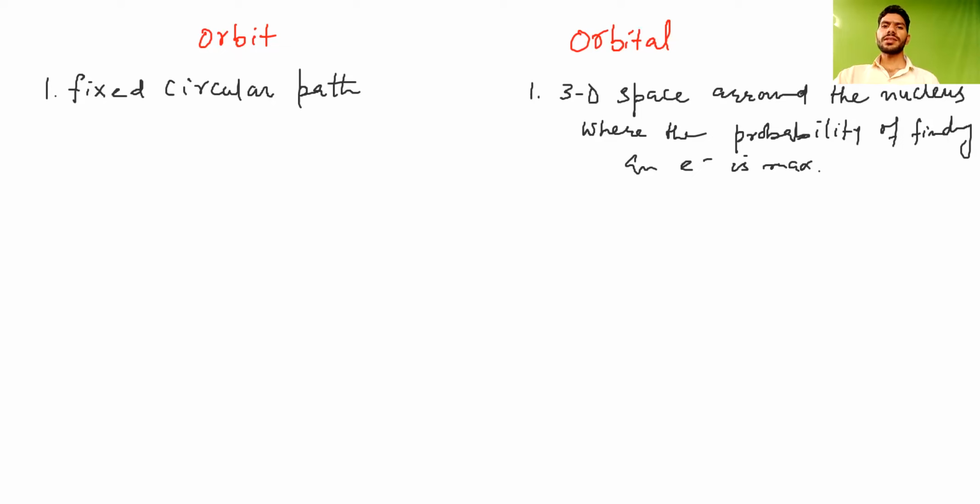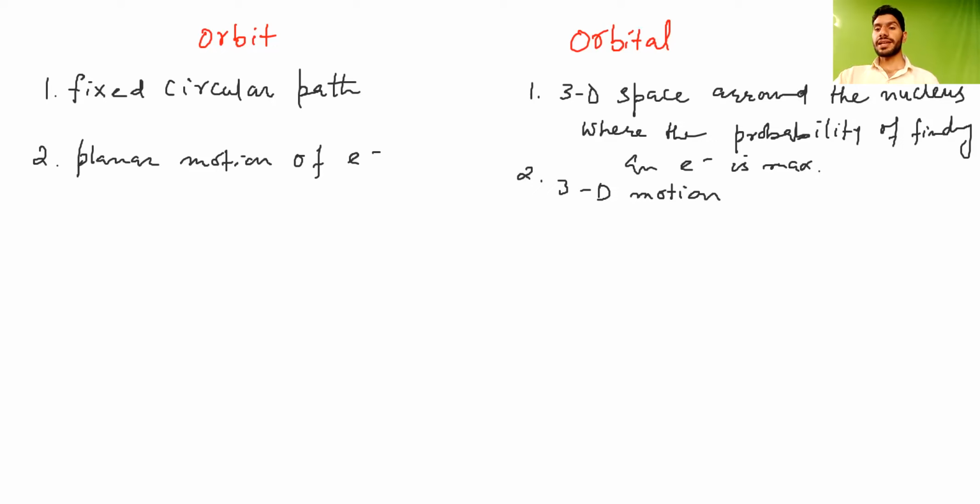So that means you can say that this orbit represents the planar motion of an electron, right? But this orbital represents the 3D motion of the electron, right? 3-dimensional. That means the electron can revolve in all three possible axes, X, Y, and Z. So 3D motion of electron.